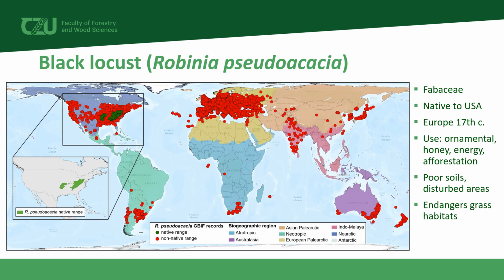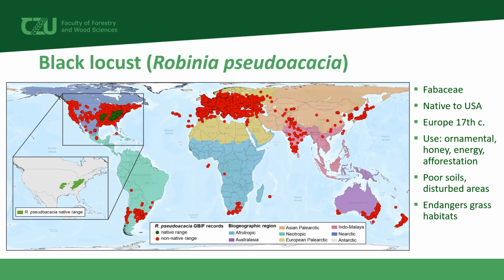The red dots on the map show the GBIF records of this tree, and in many countries it is considered an invasive species. It was first introduced to Europe in the 17th century as an ornamental tree, and by the end of the 19th century it had been introduced to the rest of the world.